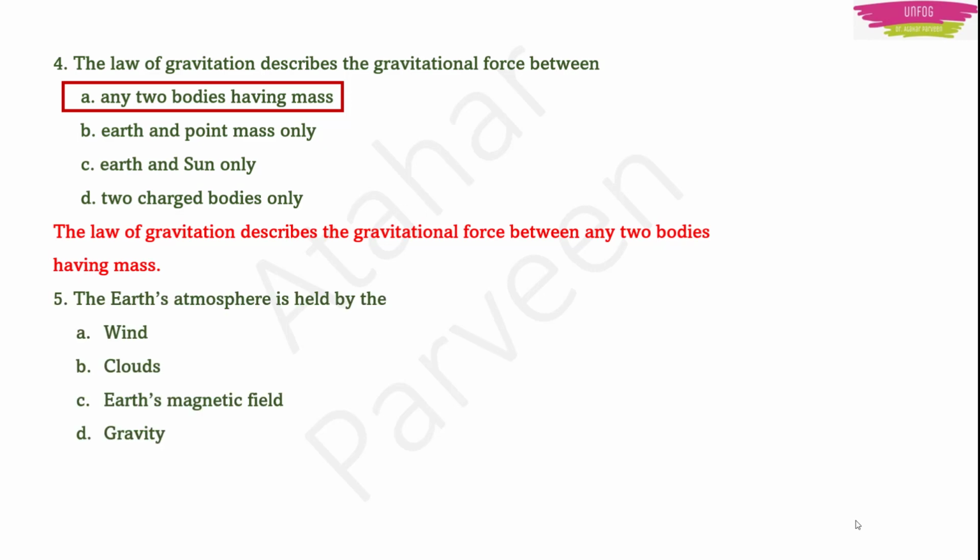Next question. The Earth's atmosphere is held by, of course, the Earth's gravity, or else that atmosphere would have gone into space. That atmosphere is around our Earth only because of Earth's gravity. That gravity is attracting that atmosphere. That's why it is staying around the Earth. So option D will be the right answer.